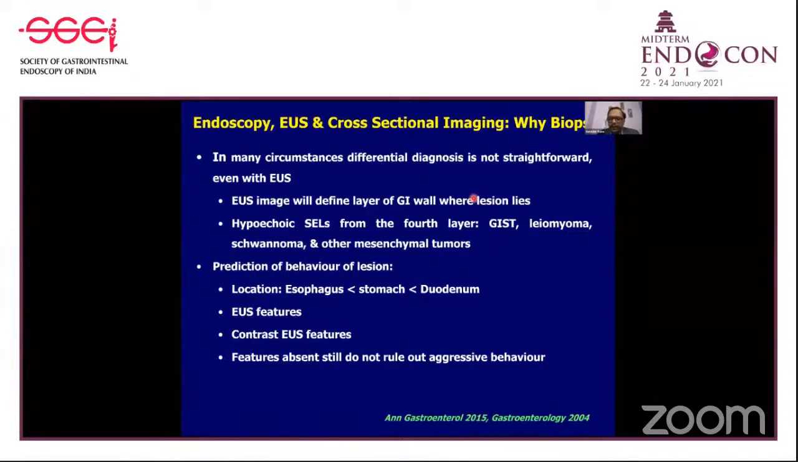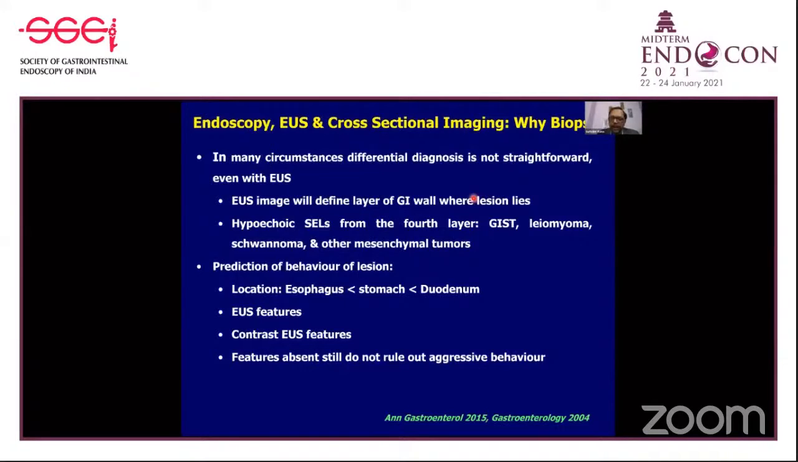The differential diagnosis ranges from a potentially malignant lesion like a GIST to a benign lesion like leiomyoma or schwannoma, and then you can have other mesenchymal tumors which can have a varying malignant potential. So just by looking at the layer from where the lesion is originating, we may not be able to get a differential diagnosis. And as an endoscopist, it is very important for us to accurately predict the behavior of the lesion.